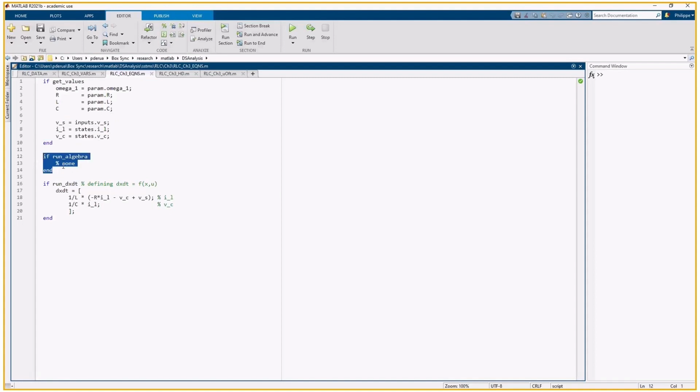If run algebra is empty for this very simple example. However, you will see later that for more elaborate systems, it becomes interesting to do some of the algebra here instead of directly in the dxdt vector for clarity, as well as when outputs have to be defined. We will see a particular example where the run algebra if statement is used.